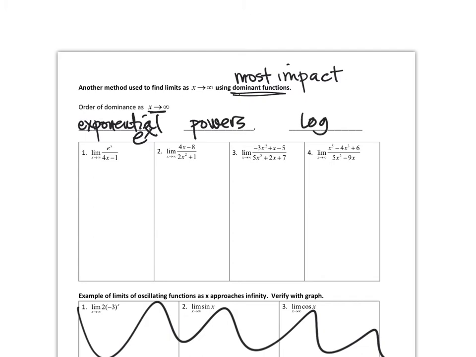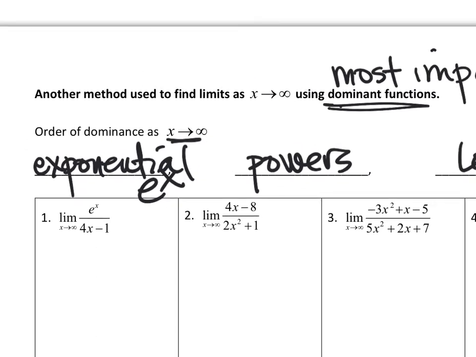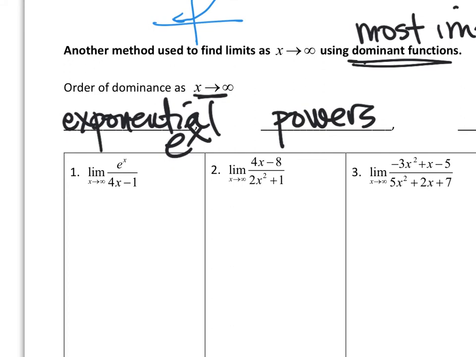Now, here's what I want you to realize. When we are talking about exponential, if you recall, that graph means that it's growing and growing and heading to infinity. So what we would have in this particular number 1, as we have e to the x in the numerator, that's going to keep getting big and big and big. So this is infinity.